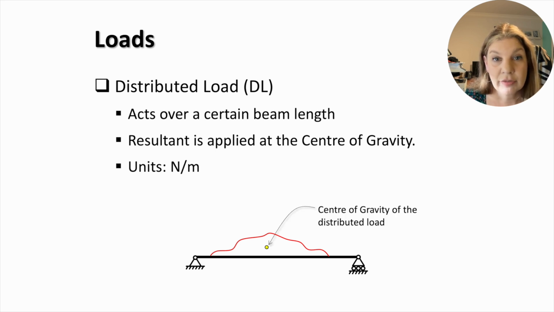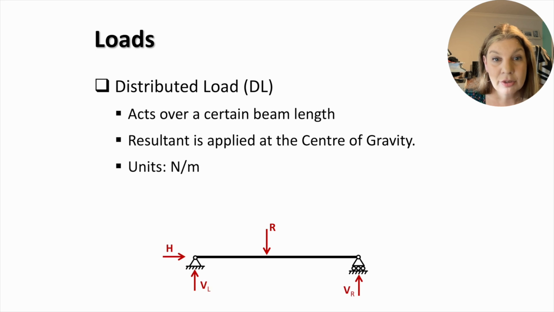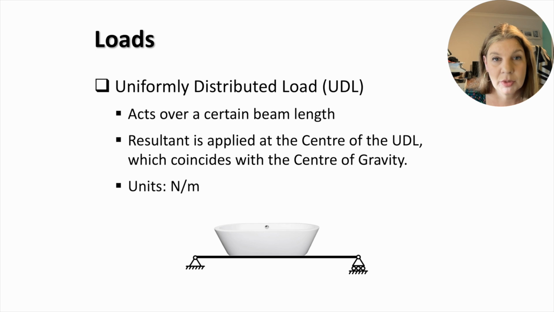The external action of this distributed load on the beam can be represented by the total weight of the load applied at the centre of gravity. The total weight of the load can be represented by a resultant force, and now the reaction forces can be found using equilibrium equations. A special case of distributed loads is a uniformly distributed load, or in short, UDL.